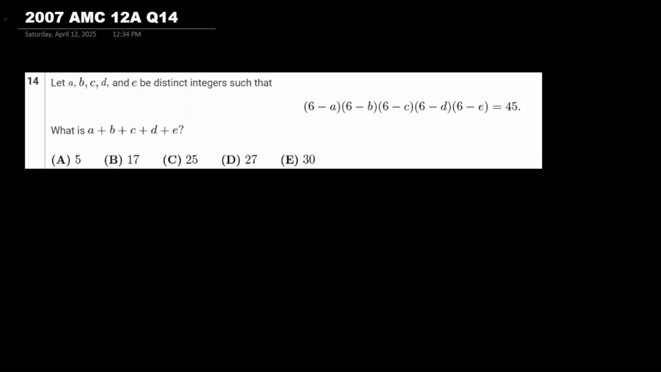The problem we'll be going over today is the 2007 AMC 12A Q14. Let a, b, c, d, e be distinct integers such that (6 minus a)(6 minus b)(6 minus c)(6 minus d)(6 minus e) is equal to 45. What is a plus b plus c plus d plus e?